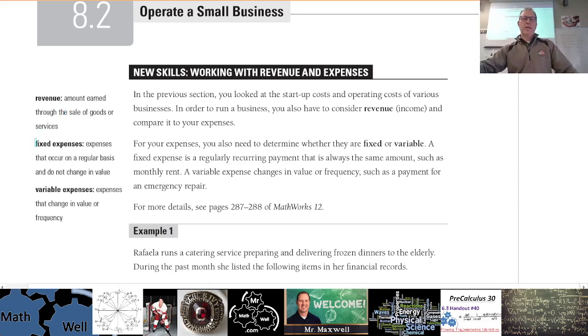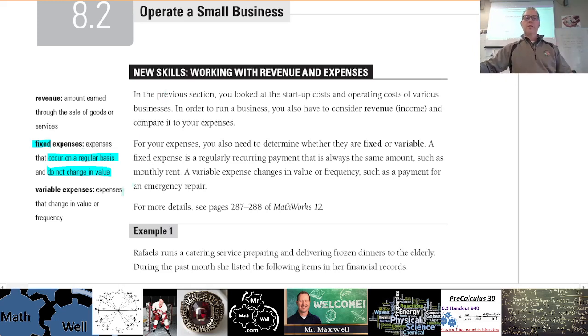A fixed expense is an expense that occurs regularly and the value does not change. Okay? So it occurs on a regular basis and the value doesn't change. So some examples of fixed expenses might be your insurance premiums for your small business, or your rent, or maybe a vehicle payment or equipment payment, or something like that. Those would be fixed. You know every month it's the same.